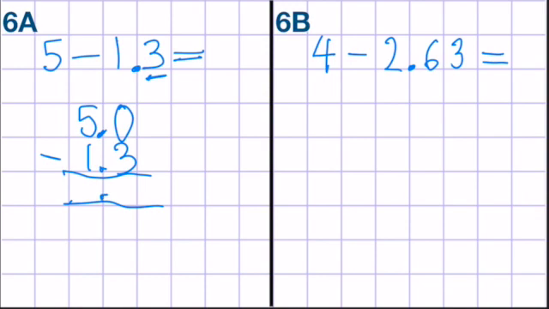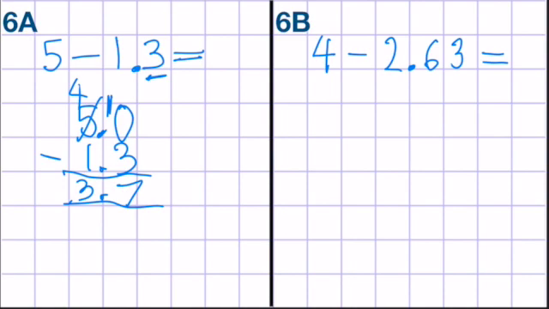0 subtract 3, we can't do that, so this is going to become 4. We're going to take 1 and make that into 10. 10 subtract 3 is 7. 4 subtract 1 is 3. So that's 3.7.